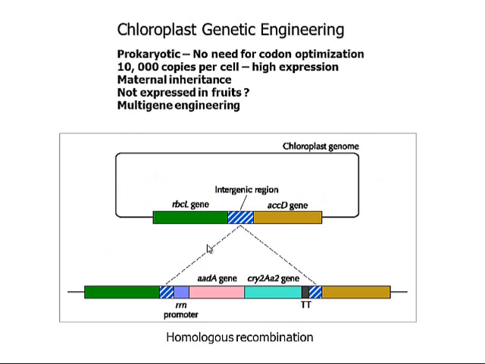Okay, and this neatly describes how the gene goes in. So you've got two genes and an intergenic region there, and the flanking regions are homologous to this intergenic region. And you've put in there two genes: the AADA gene is a selectable marker, and the Cry2A A2 gene, which is for Bacillus thuringiensis crystal toxin.